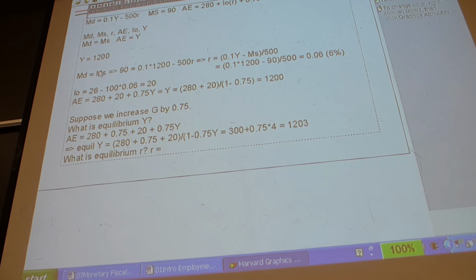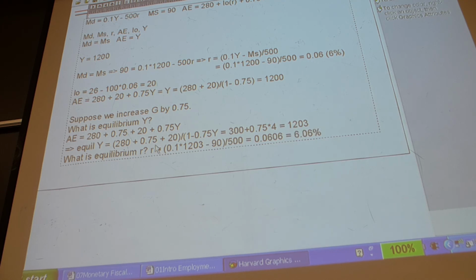Money demand equals money supply. It's just that it's not 1,200 anymore. It's 1,203, right? So plug it in right here like this. It turns out to be 0.1 times 1,203 minus 90. All that stuff is the same. Money supply hasn't changed. Divided by 500. What does that give us? 0.0606, which is equal to 6.06%.